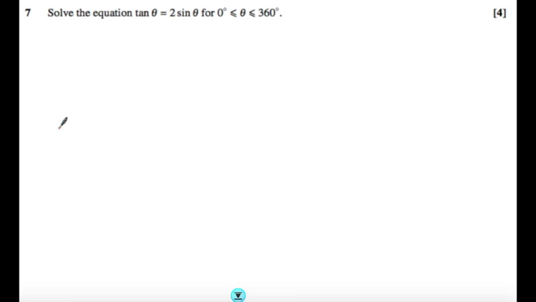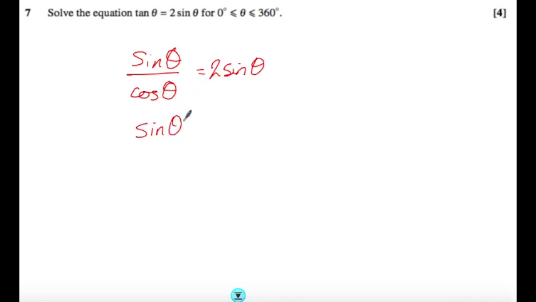Right, solve the equation tan theta equals 2 sine theta. So with all of these, I'd recommend replacing tans with sine over cos to start. And then let's try and get everything on one line. So we've got sine theta equals 2 sine theta cos theta.